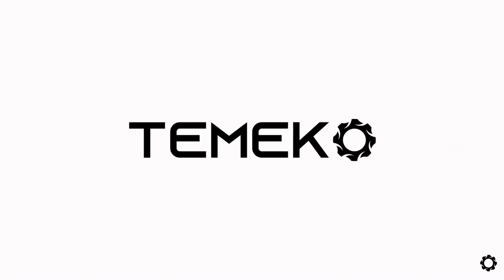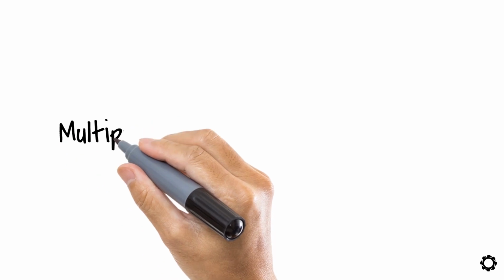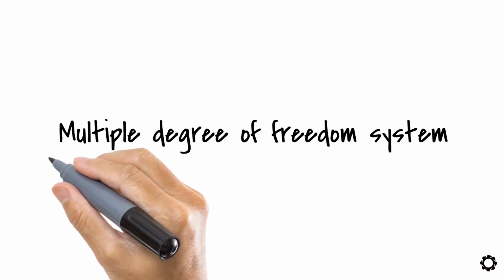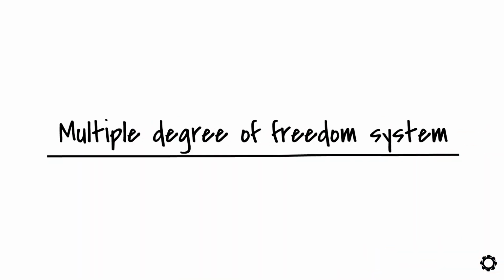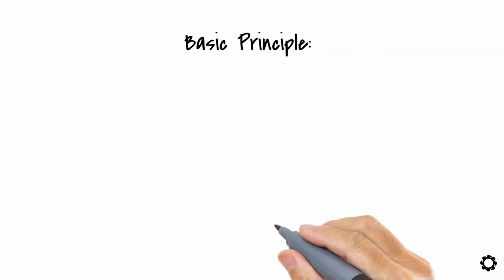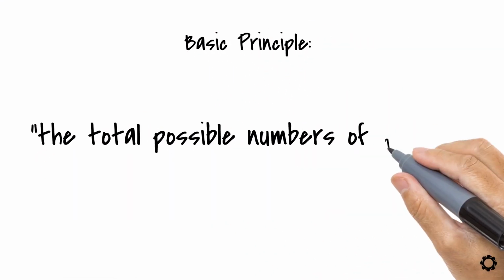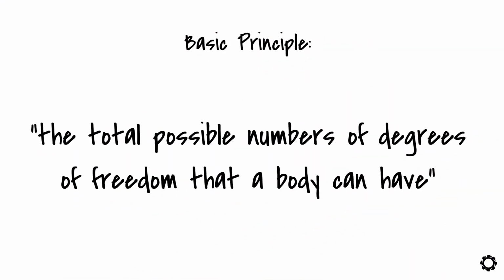In this video, we will talk about how to find out the number of degrees of freedom of complex multibody systems. Let's go back to our basic principle, the total possible number of degrees of freedom that a body can have, and first refresh our memory.